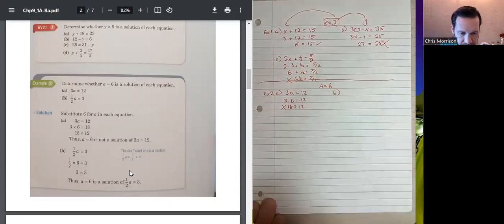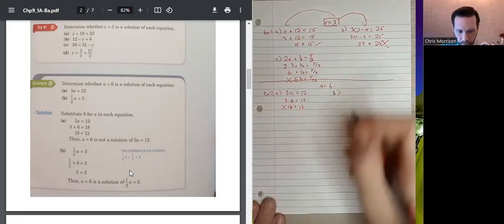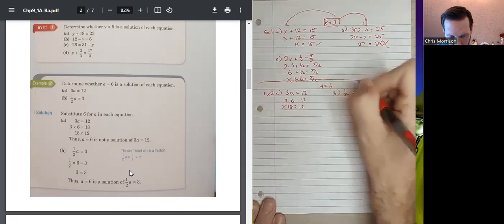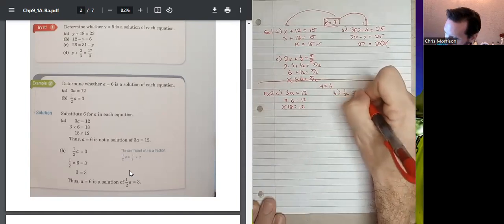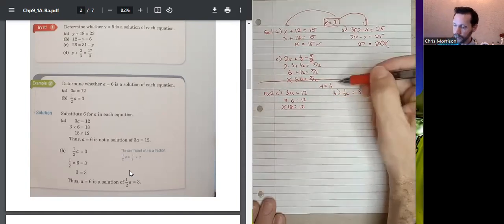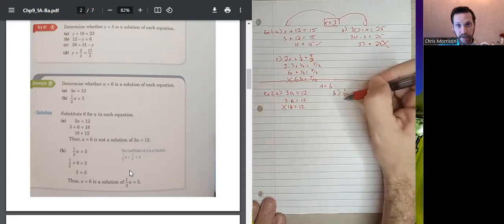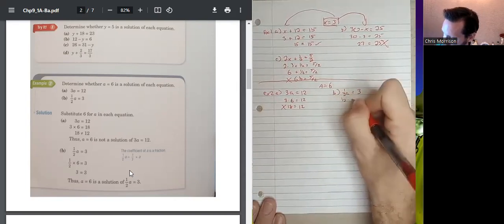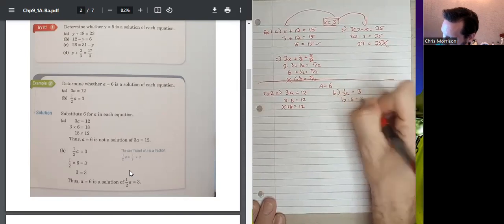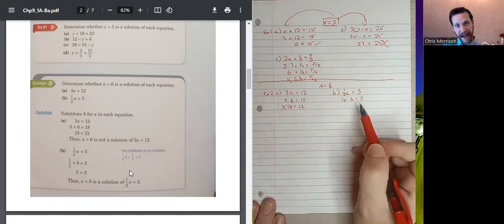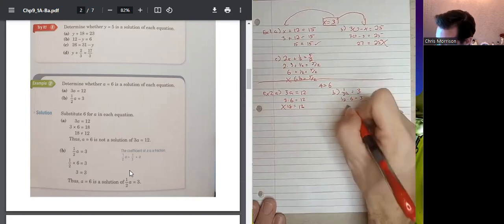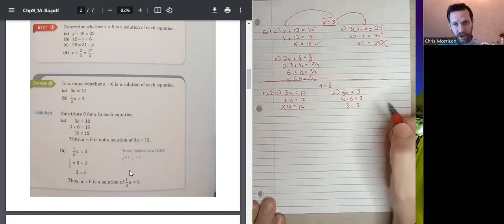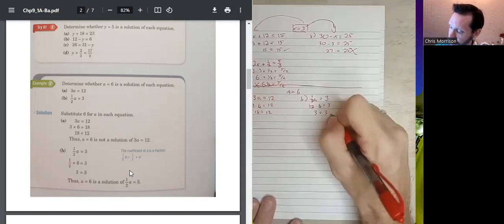Let's try example B. 1/2 a equals 3. All right. Well, what is our a? a equals 6. So let's just substitute it in, rewrite it. 1/2 times 6 equals 3. And what is 1/2 of 6? Well, that's going to be 3. 3 equals 3.